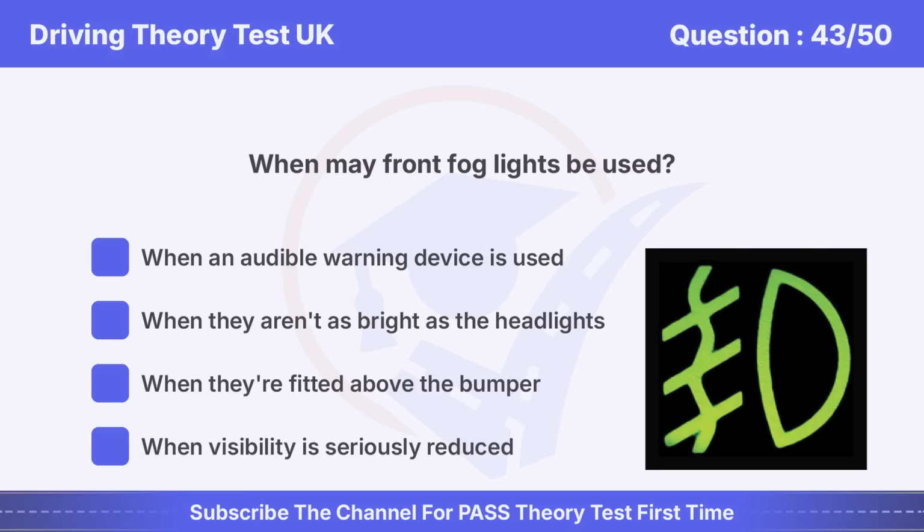Question 43. When may front fog lights be used? Option A, when an audible warning device is used. B, when they aren't as bright as the headlights. C, when they're fitted above the bumper. D, when visibility is seriously reduced.